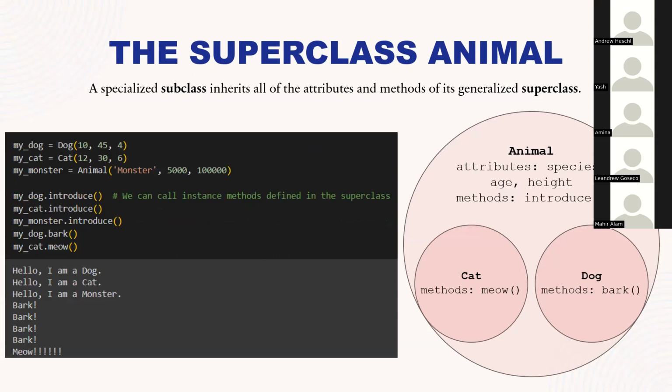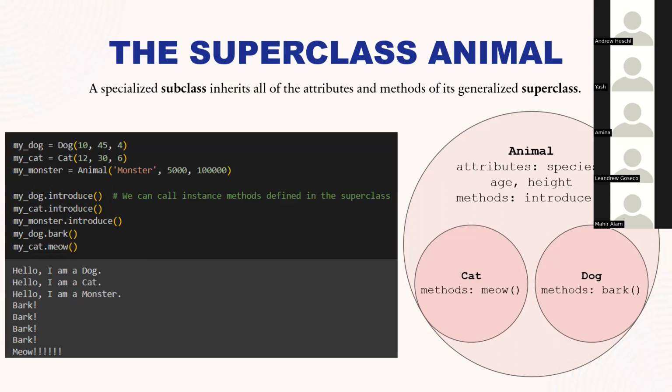Now, as you can see in this little example snippet here, I can call instance methods that are defined in the superclass of dog and cat. So here I've instantiated my dog as an object of dog, and my cat is an object of type cat. But you can see down here, I'm calling the introduce method on both of these objects. The introduce method is defined in animal. But since dog and cat both inherit from animal, they inherit the introduce instance method from animal as well.